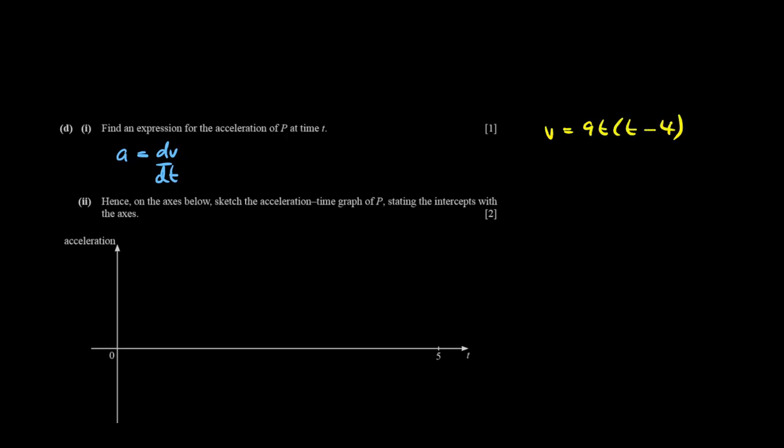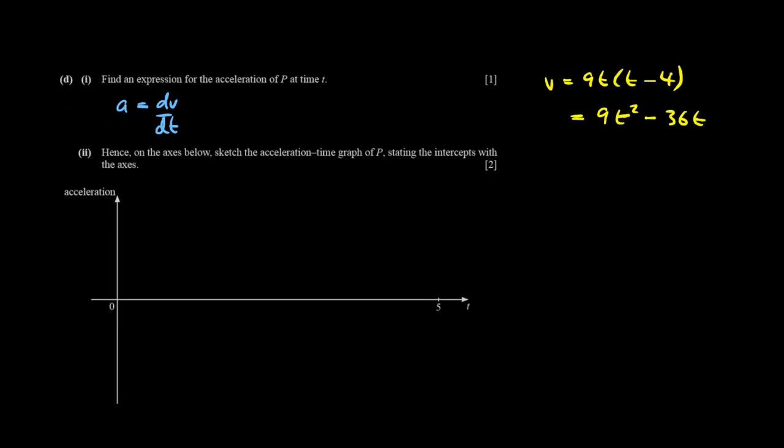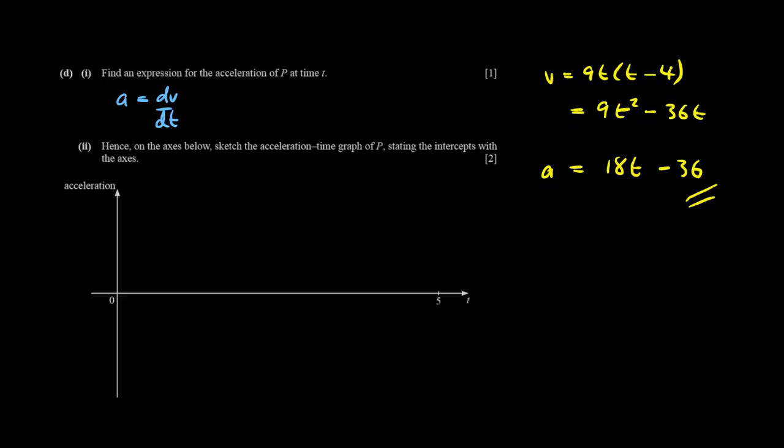I think I'll just expand it. That's going to give us 9t squared minus 36t. So if we're going to differentiate this, then a, which is dv/dt, is going to be 18t minus 36. So in other words, what we're going to get there is a straight line, right? A y equals mx plus c. So on the axis below, we want to sketch that acceleration-time graph.